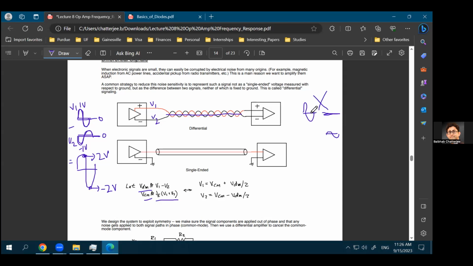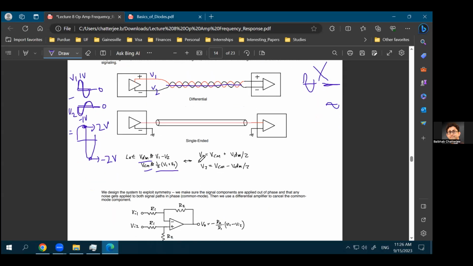Differential signals are not just the difference of two signals. Those two signals have to have opposite phase relations. So they have to be equal in amplitudes, but opposite in phases. That's how you define differential signals. Now you can find out individual V1 and V2 as a function of VCM and VDM. V1 is basically VCM plus VDM over 2, and V2 is VCM minus VDM over 2. That you can solve just from these two equations on the left-hand side.